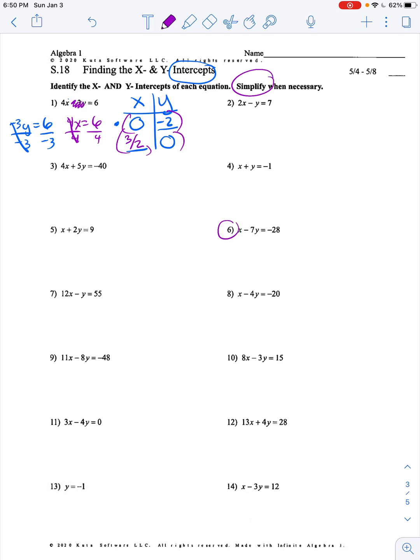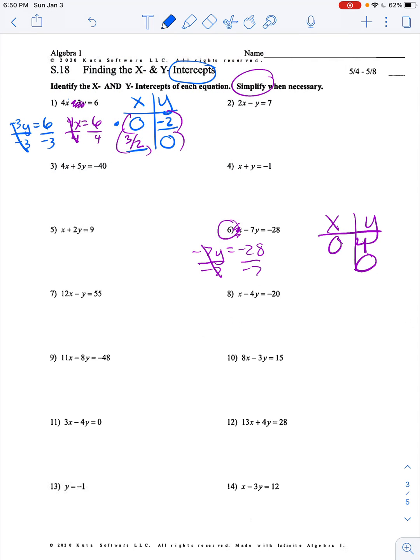So let's say that I was down here on number 6. Make my little table, put a 0 here and here. To do my Y-intercept, I'm going to go ahead and put a 0 in for X, leaving me with -7y equals -28. So I divide out the -7 and y is 4.